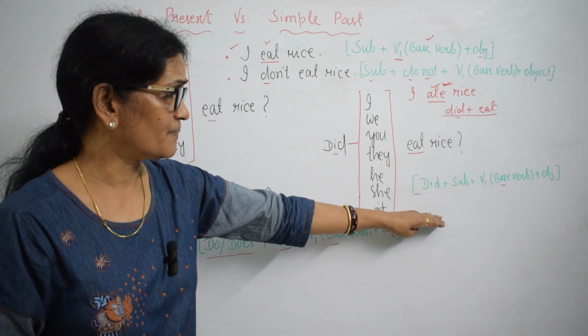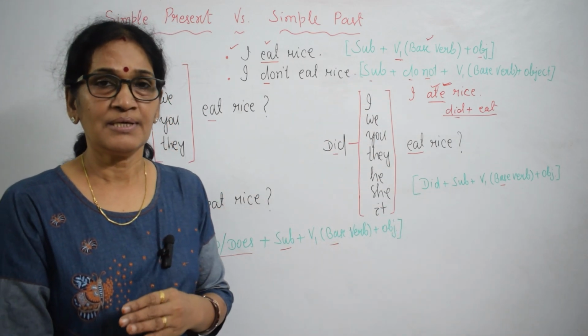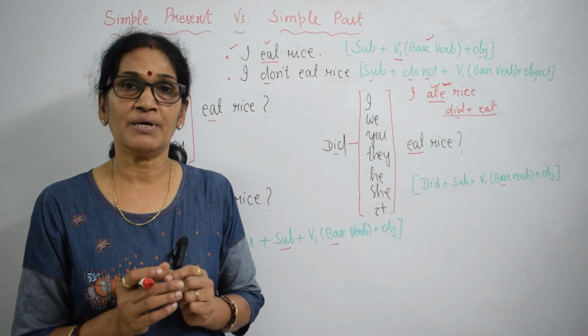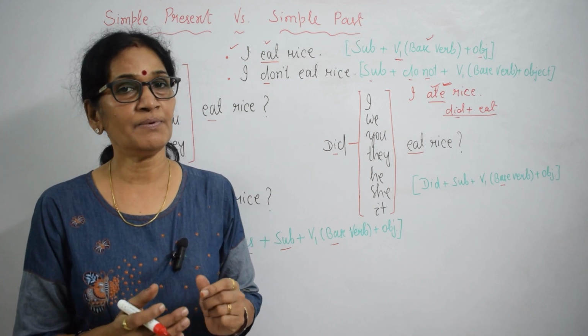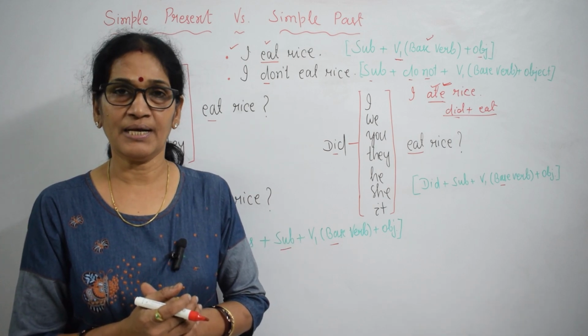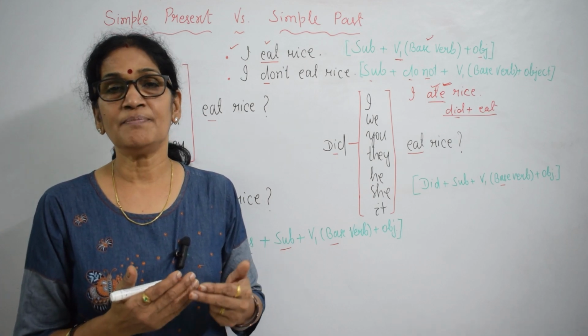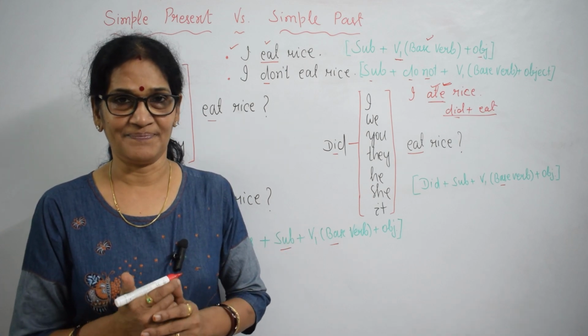This is the structure. When you frame negative sentence or interrogative sentence, we need to remember the auxiliary verbs of simple present and simple past. Right? Simple present auxiliary verbs are do and does, and simple past auxiliary verb is did.